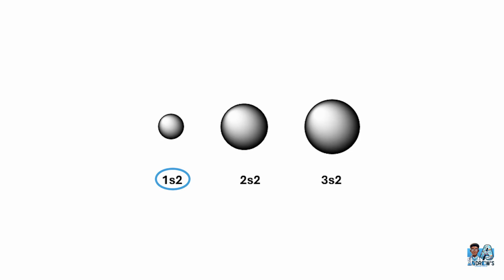So let's look at 3 different orbitals with 3 different shells: 1s2, 2s2, and 3s2. The electrons in 2s2 are greater in energy than the electrons in 1s2. Likewise, the electrons in 3s2 are greater in energy than the electrons in 2s2. You can also see that the size of the orbitals increases as the shell number increases.